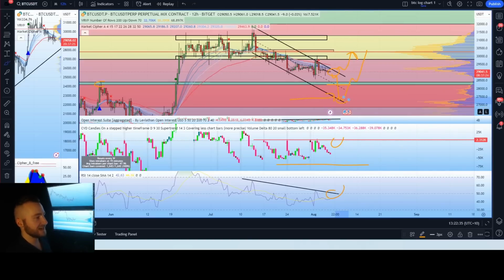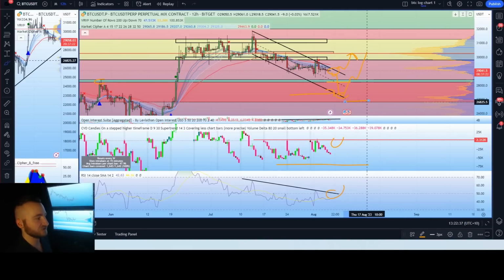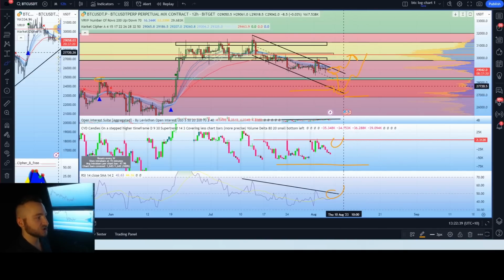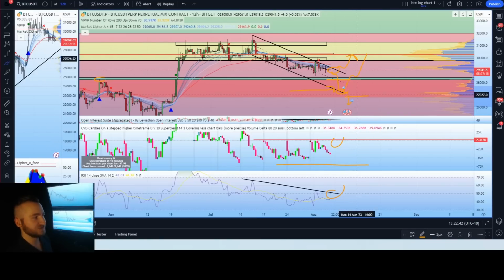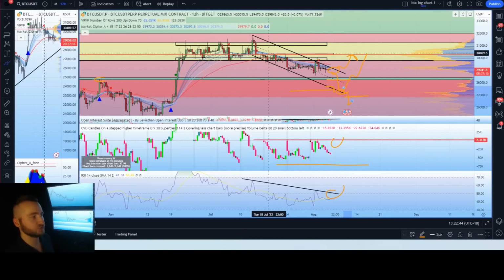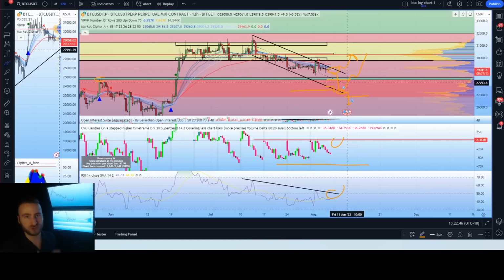You'd only be worried about that move if we lose 27,000, as that would confirm deviation below that normal range of price action, that normal expected range of price action that could potentially push the prices even lower. So watch out for all of that.